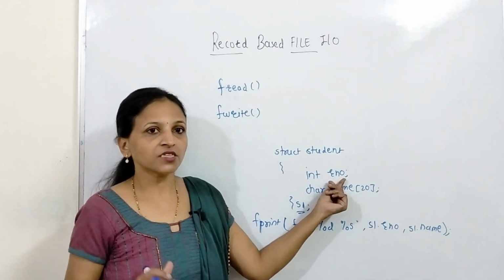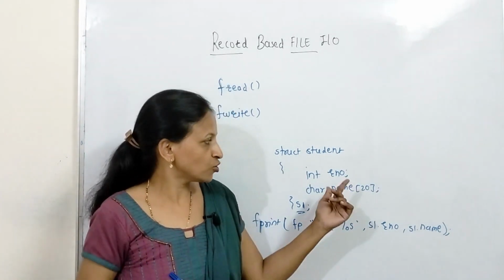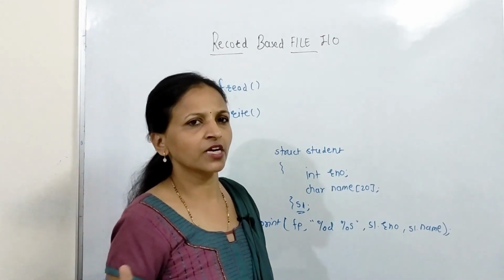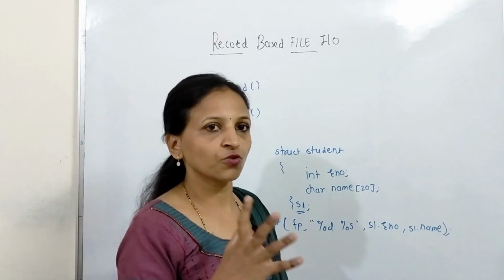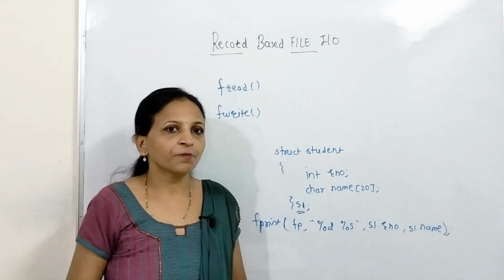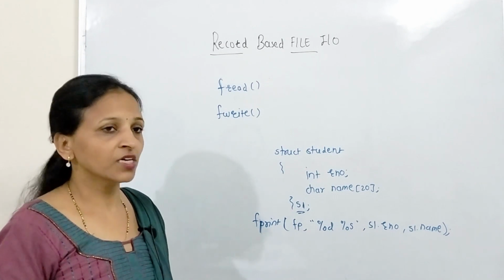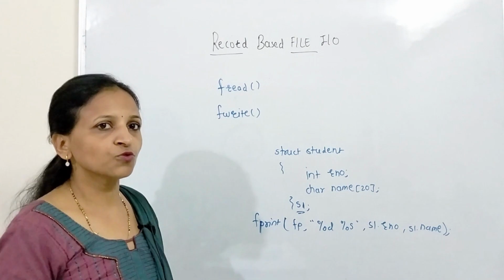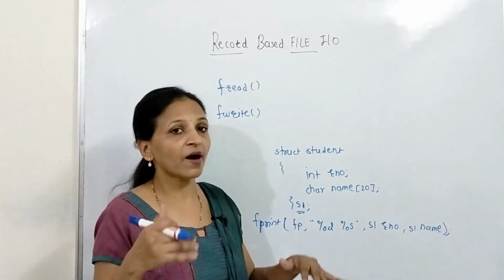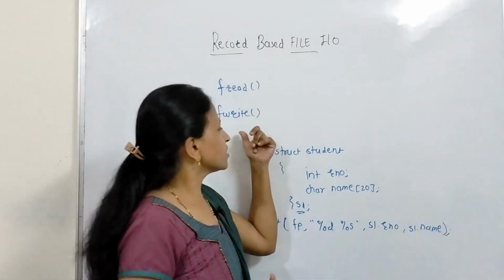Let's say the roll number is a 3-digit number, then it will take 3 bytes for storage, but actually a 3-digit number needs only 2 bytes. If you are storing an address or a telephone number, then it will take too much space if you store it in text mode, textual format. Instead of that, the best way is to store numerical data in a binary format. And for that, we have to use the fread function and the fwrite function.